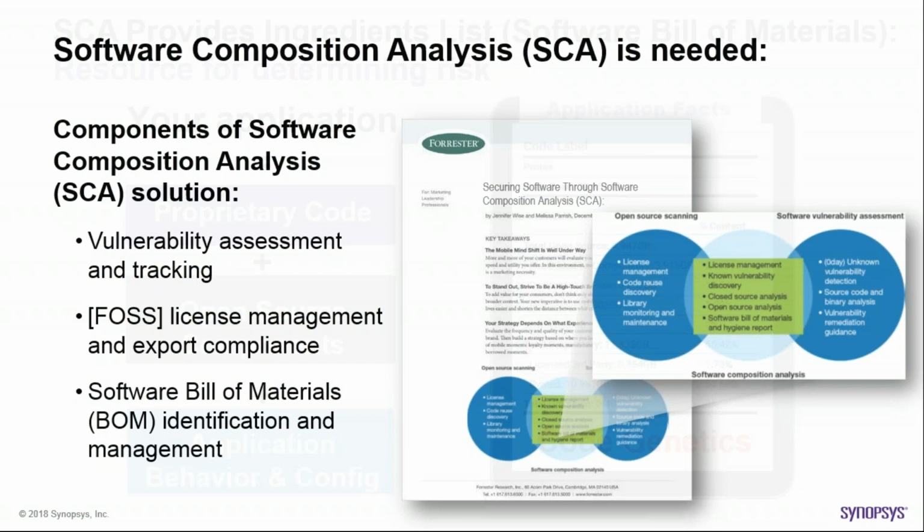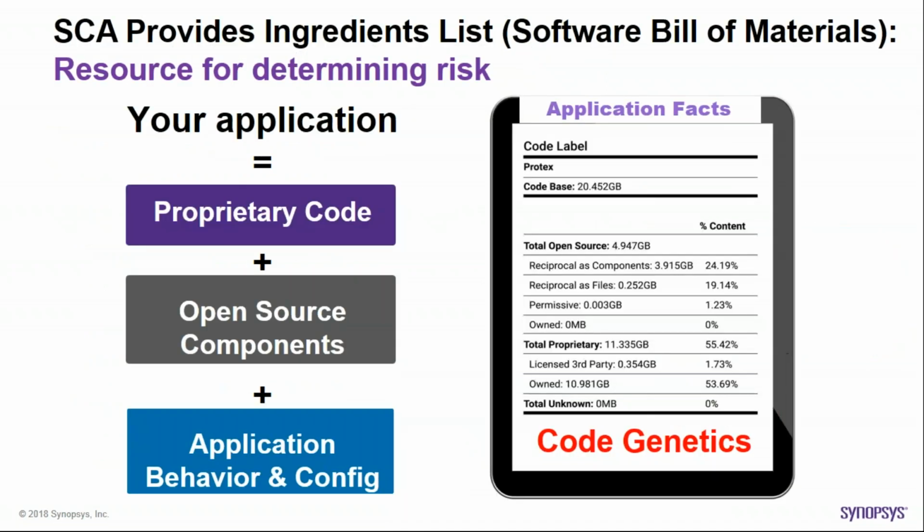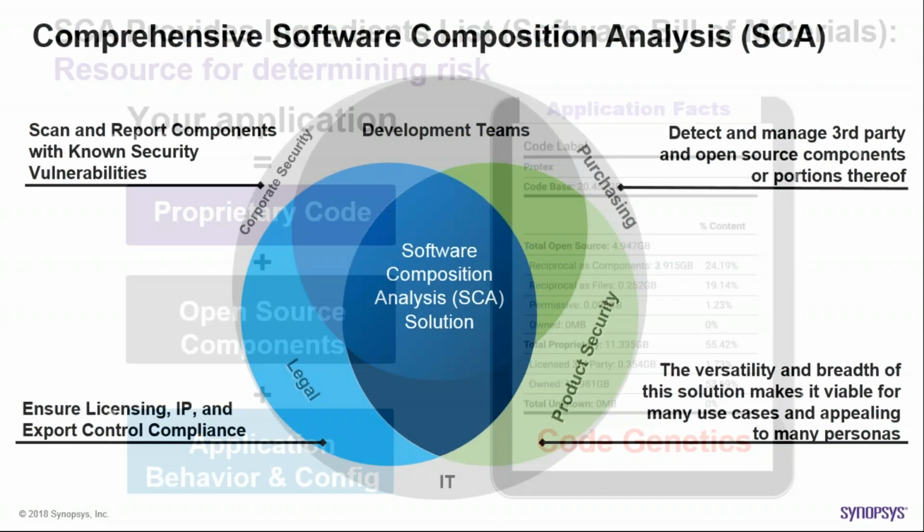But more importantly, software composition analysis gives you a software bill of materials. It's a good way of identifying and managing the risks that are associated with that software. In particular, I think of software composition analysis as a good way of giving us code genetics. It helps you understand your applications, because that application could be made up of proprietary code, open source components, and the way that it's configured, and therefore the behavior. So it's a very good way of determining risk that you may not have already been leveraging.